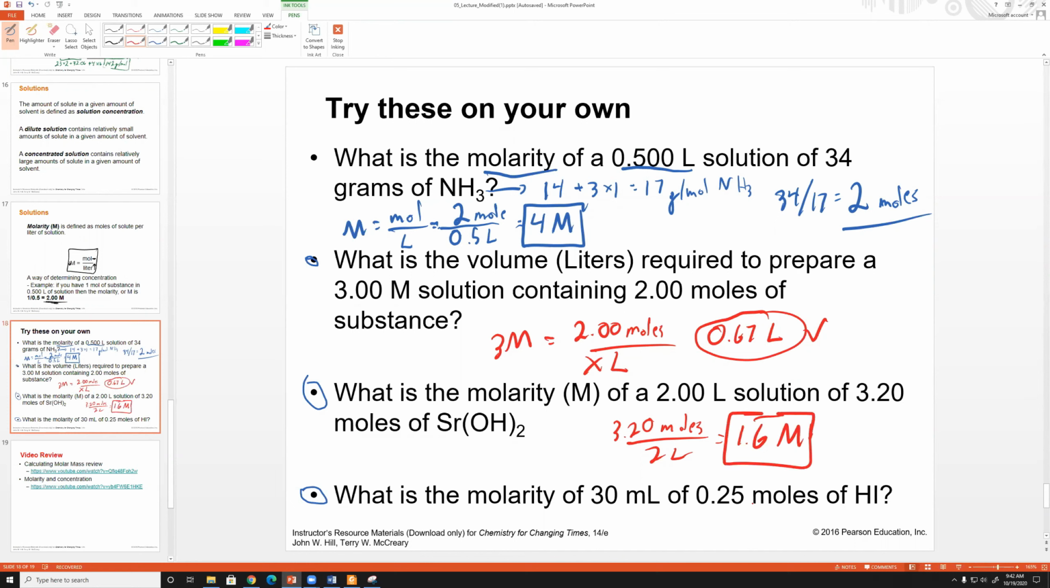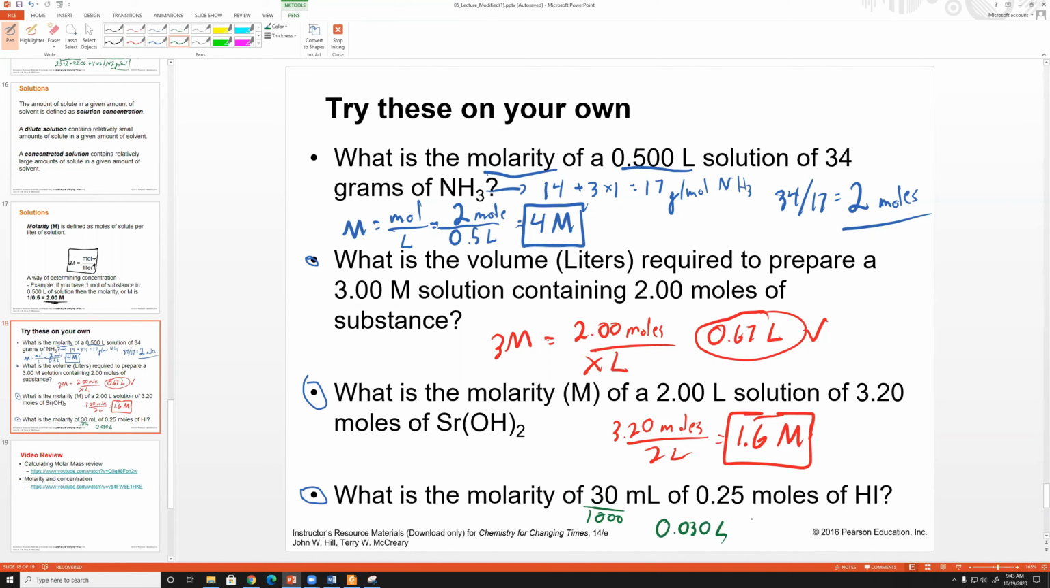Good job. And then the last one: what is the molarity of 30 milliliters of a 0.25 mole solution of HI? So anyone want to explain to me what we do? Yeah, convert milliliters to liters first. Good. Now, how would you want to do that? Dividing 30 by 1,000. Perfect. Some people do it differently. My favorite is just dividing it by 1,000, or you can just move the decimal place over 3 times. So 1, 2, 3, and you get 0.030. That would be for liters.